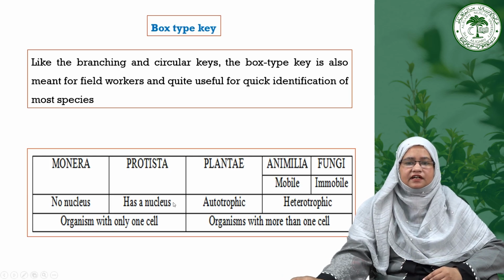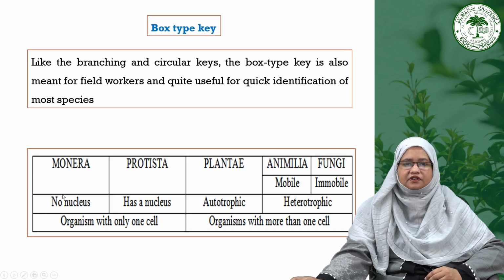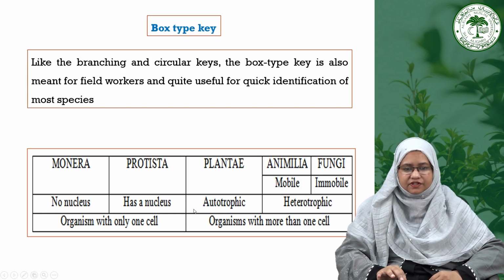Like you can see, this is the identification of the five kingdom system: Monera, which don't have a nucleus, then Protista, which has a nucleus, then Plantae, which are autotrophic, then Animalia and Fungi. Animalia are mobile and Fungi are immobile, and these are heterotrophic. Some are single-celled organisms, and these are multicellular organisms. So we can identify these five groups of organisms by this box type key.